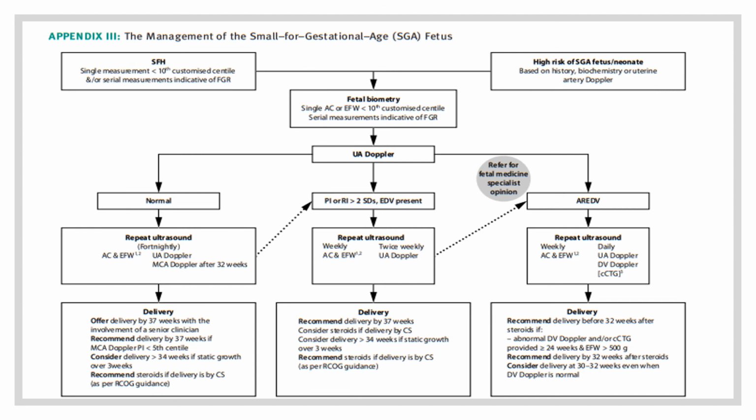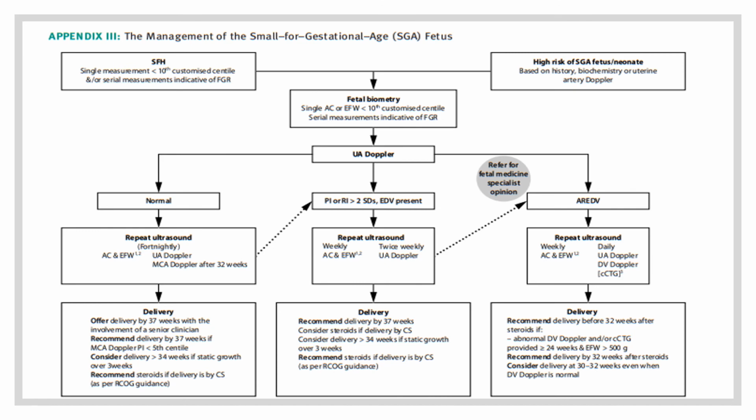assess abdominal circumference, estimated fetal weight, uterine artery Doppler, and MCA Doppler only after 32 weeks, because as we said, MCA Doppler is not too good before 32 weeks. Now, on these measurements, if the PI or the RI is greater than 2 standard deviations and EDV is present, then repeat ultrasound weekly for abdominal circumference and estimated fetal weight, and twice weekly for uterine artery Doppler.